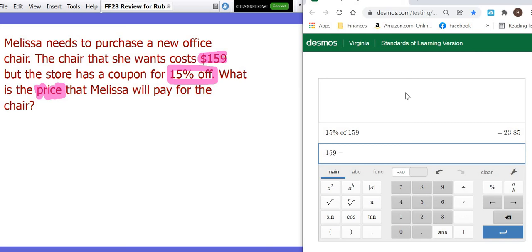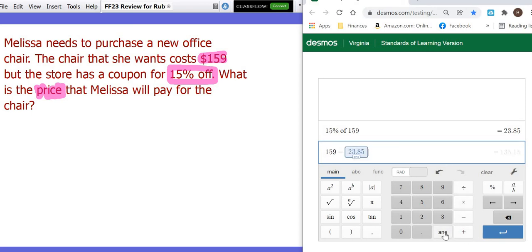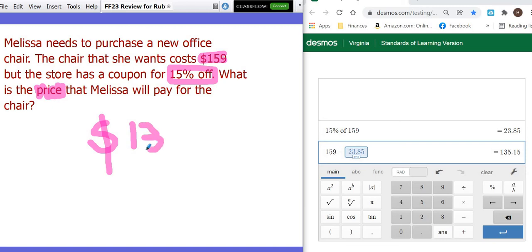So start by putting in the $159, the cost, and subtracting your discount. And that gives you a final price of $135.15. Okay? $135.15. Always be super careful to give the answer to the question that's being asked. Always triple check that.